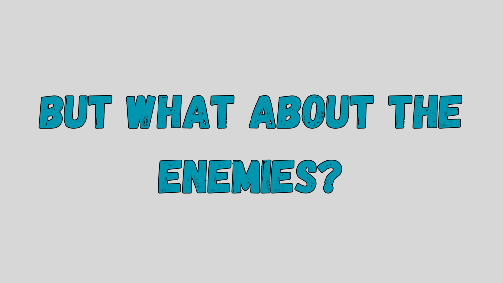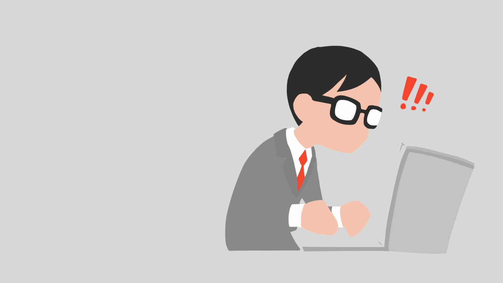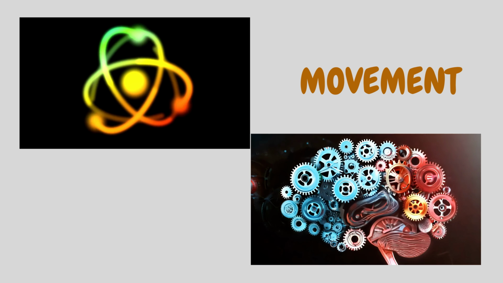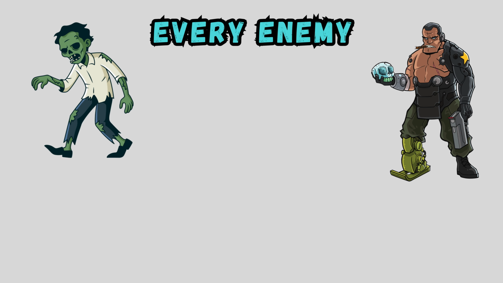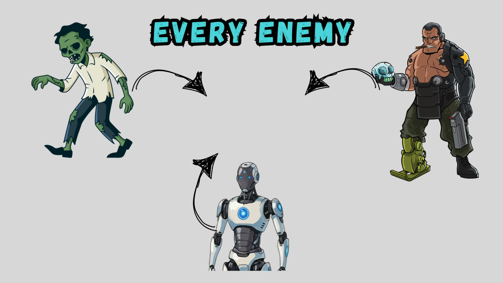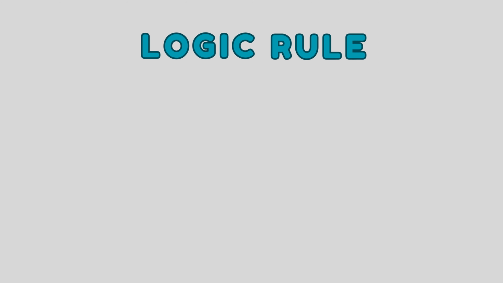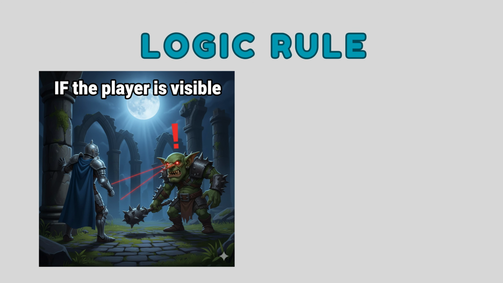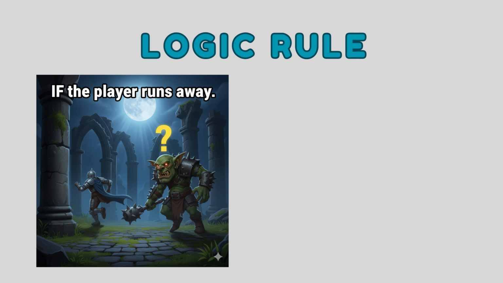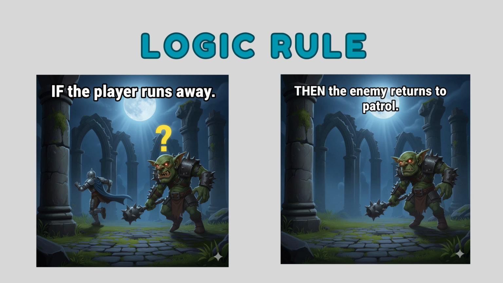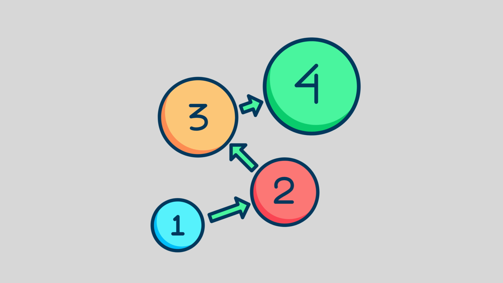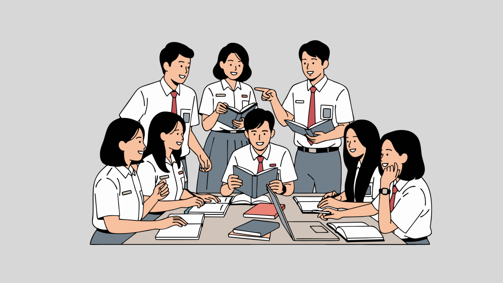But what about the enemies? Now for the surprising part: biology and logic. If physics handles movement, logic handles thinking. Every enemy, a zombie, a villain, or a digital opponent, is controlled by artificial intelligence, or AI. This AI needs a brain, even if it's digital. The logic rule: if the player is visible, then the enemy chases. If the player runs away, then the enemy returns to patrol. This sequence is based on fundamental logic you learn in school.